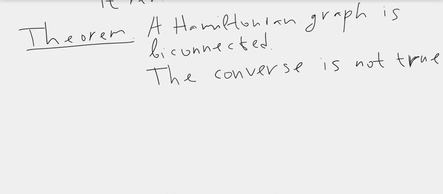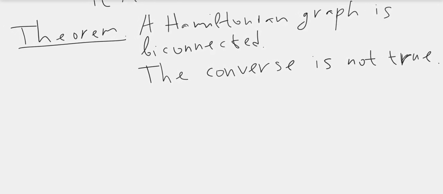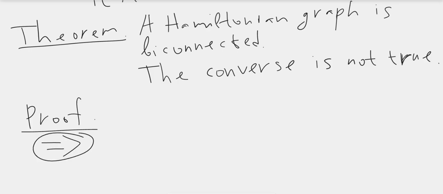but the converse is not true. So it could be that the graph is biconnected, but it's not Hamiltonian. So let's consider the proof, first in this direction. We suppose that it's Hamiltonian, and we need to prove that it is biconnected.